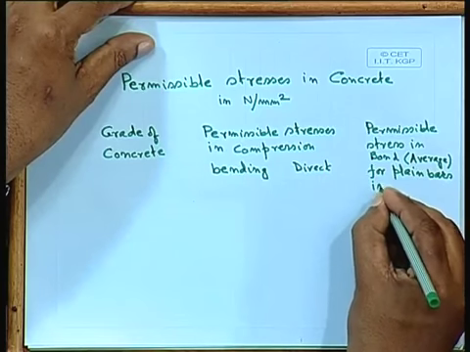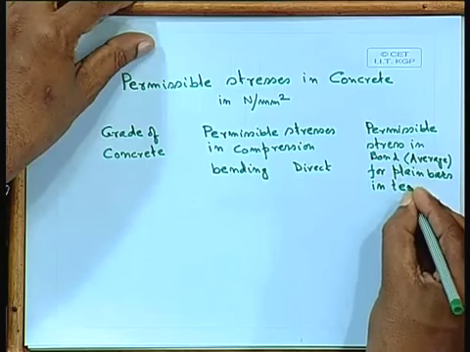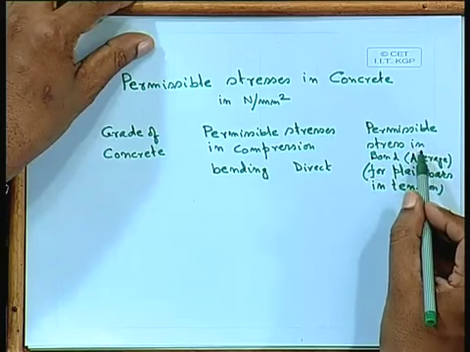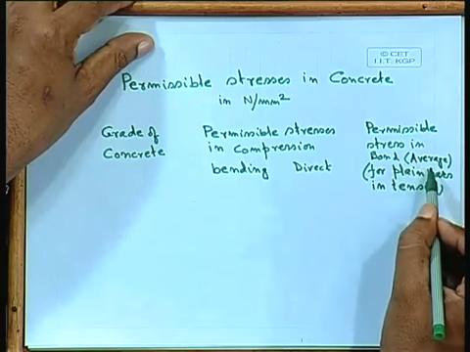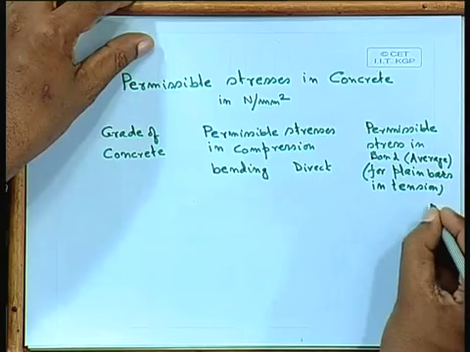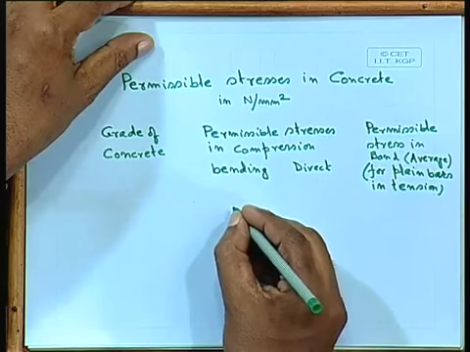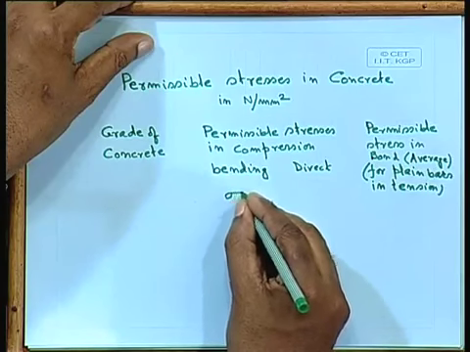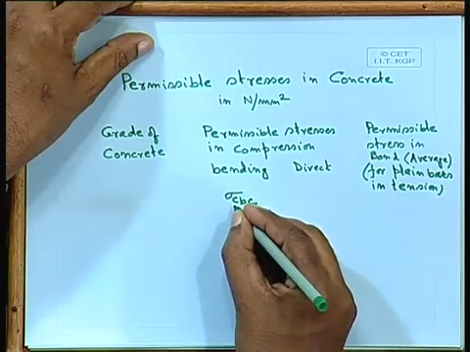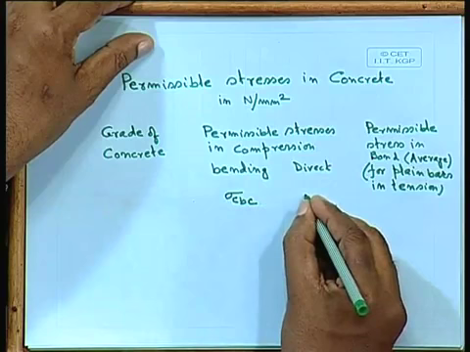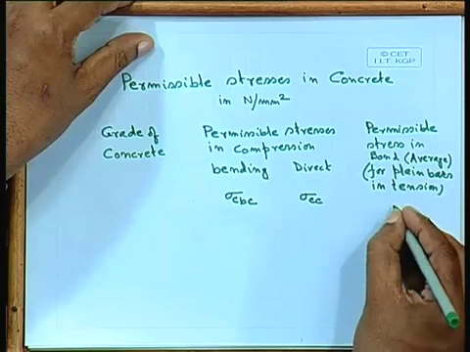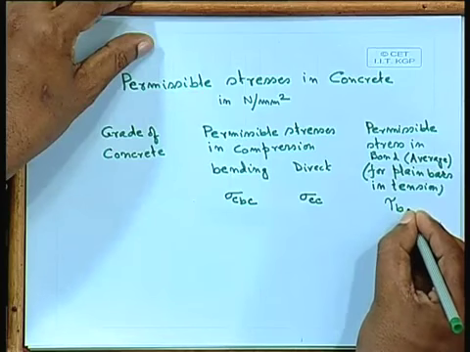And those will be in tension. So, permissible stress in bond, average value for plain bars in tension. So, we shall write down the tension, and we give it say sigma CBC, that is your concrete bending compression, sigma cc, concrete direct compression, and tau bd.